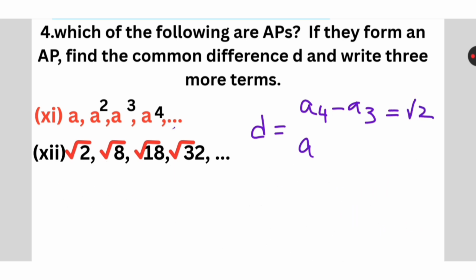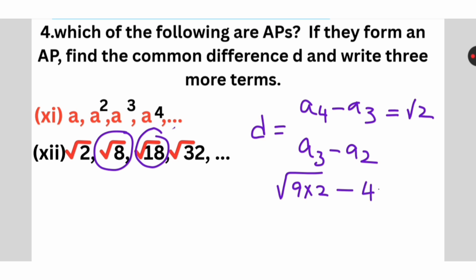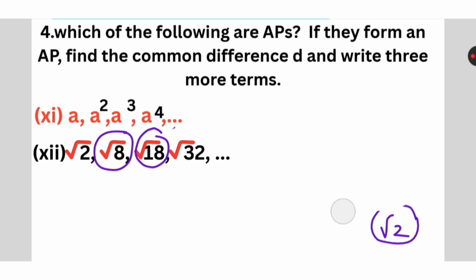Now let's do a3 minus a2. What is a3? Root 18. So root 18 we can write as 9 times 2, minus a2, which is root 8. Root 8 also we can write as 4 times 2. So again we can simplify this, root 9 times root 2, and here root 4 times root 2. Root 9 is nothing but 3, and root 4 is nothing but 2. If you take root 2 as common, then we are going to be left with only 3 minus 2, which is 1. So 1 times root 2, which is only root 2. Here the common difference is the same, which is root 2. So that means this sequence forms an arithmetic progression.